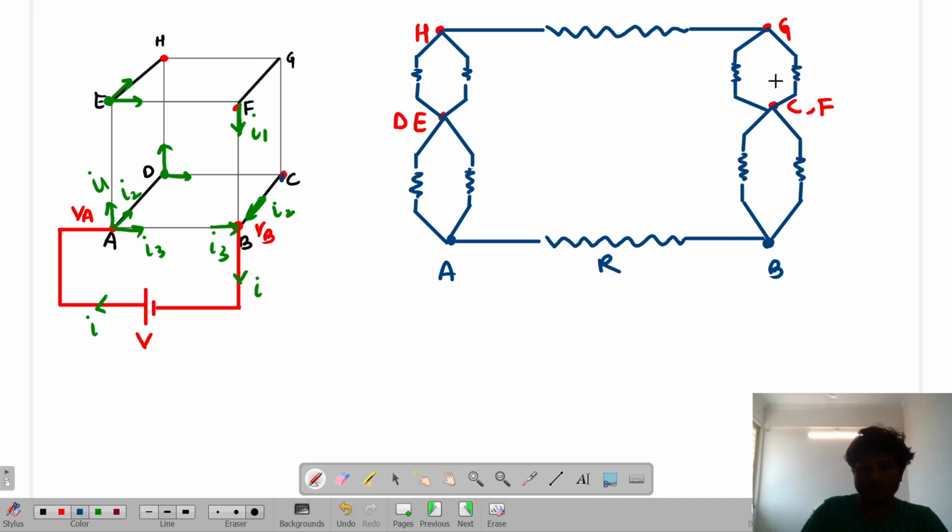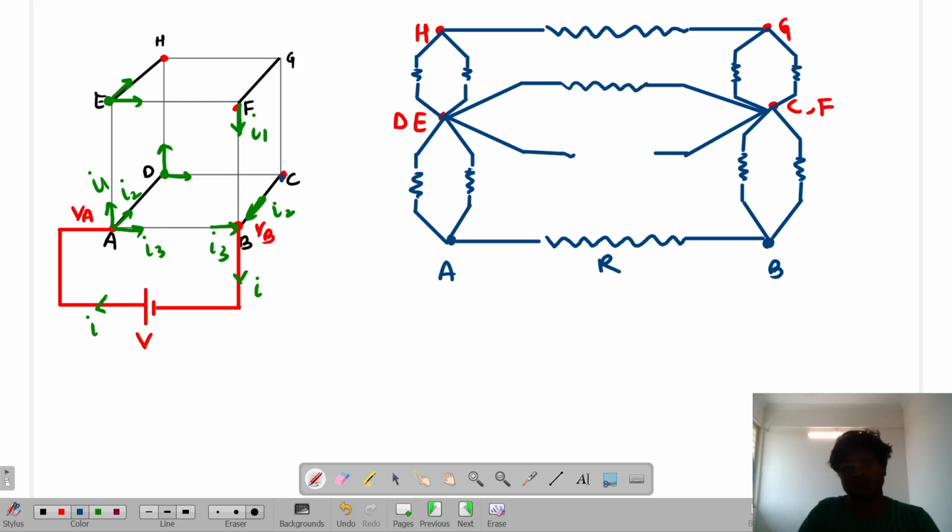Is anything left? How many sides are there? 1, 2, 3, 4, 5, 6, 7, 8, 9, 10. Two more sides are left. Which one is left? D to C, one more resistor is there. And then E to F, one more resistor is there. Oh, nice, isn't it? Got it?